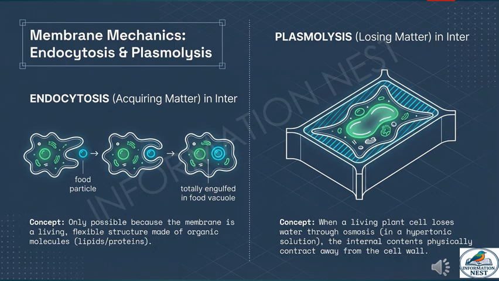This slide proves your cells are more like liquid than solid because the membrane is made of fats and proteins. It has fluidity. On the left, it's using that fluidity to engulf matter, kind of like a biological Pac-Man. On the right, it's using that same flexibility to shrink away when it loses water.